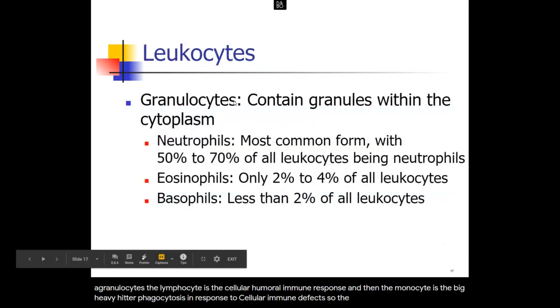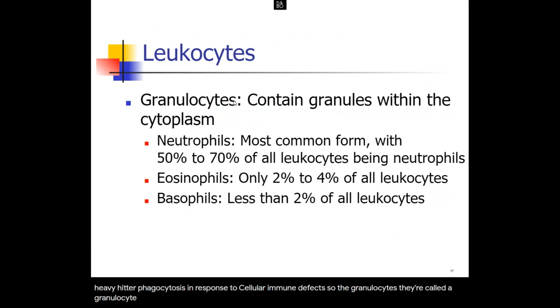So the granulocytes, they're called a granulocyte because they have granules in the cytoplasm. The neutrophil is the most common form, so 50 to 70% of all the white blood cells are neutrophils. Eosinophils are very small amounts, only 2 to 4% of all the white blood cells are eosinophils, and basophils are even more rare. There's fewer than 2%.